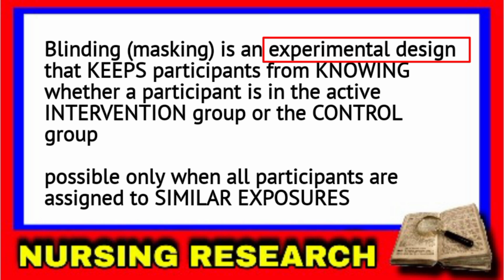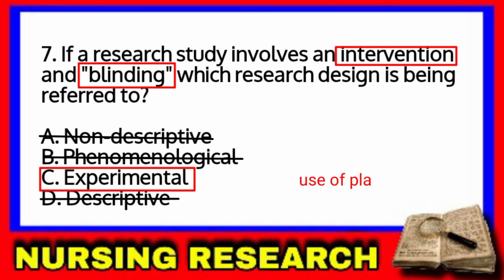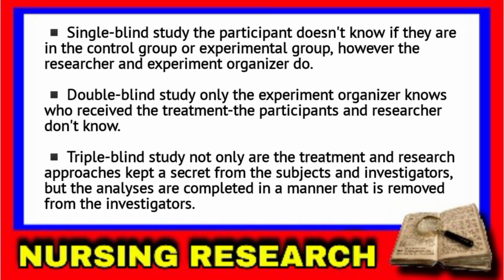So, always remember that in blinding, it involves concealing information from participants and research staff to enhance objectivity and minimize the risk of bias. Okay? So, iniiwasan po niya dito yung bias. So, blinding is facilitated by the use of placebo treatments or sham procedure. So, dito meron tayong mga 3 levels of blinding. We have a single blinding, double blinding, and the triple blinding.